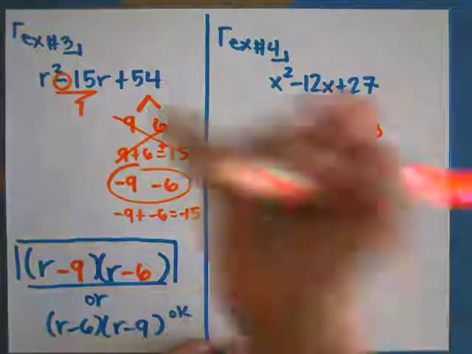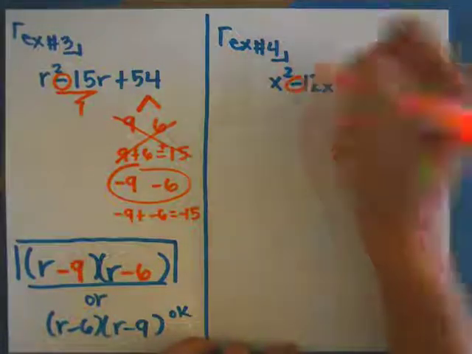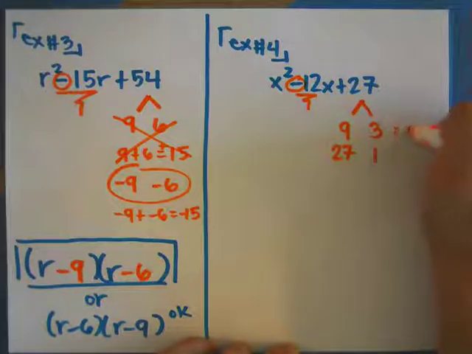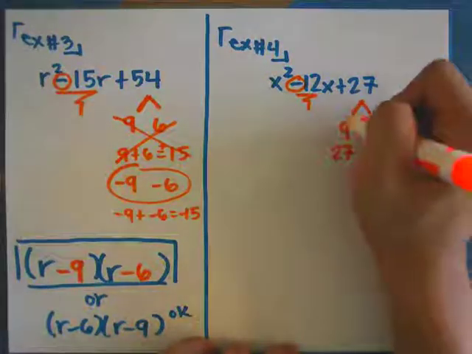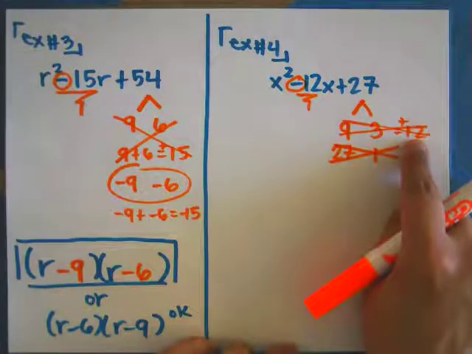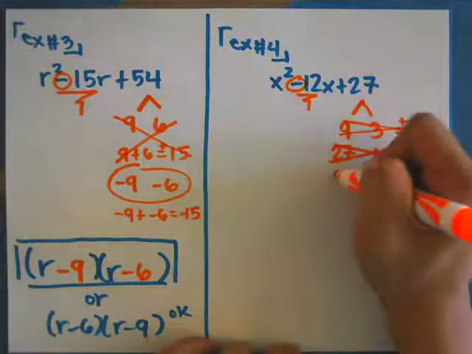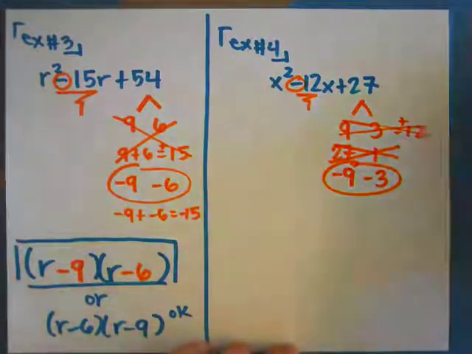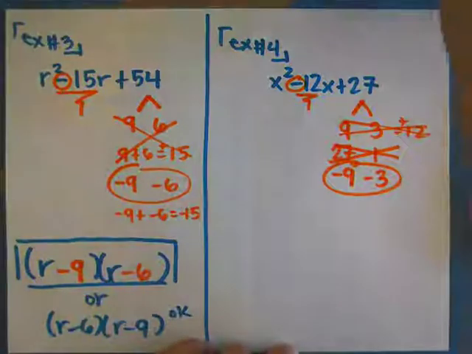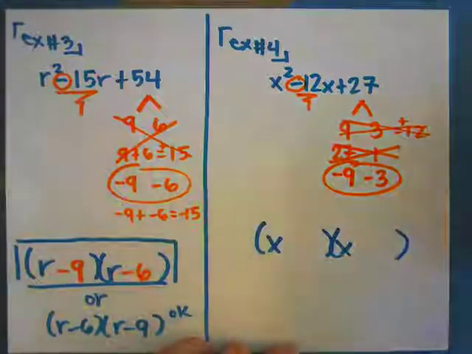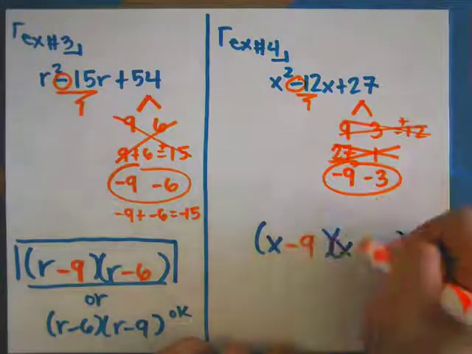The only problem, again, just like in example number 3, is we have a negative and we want negative 12. Right now, 9 plus 3 is equal to positive 12. We don't want that. 27 plus 1 is 28, we don't even want that. We probably most want both negatives, negative 9 and negative 3, because then they add up to negative 12. So your final answer is going to be x minus 9 and then x minus 3.